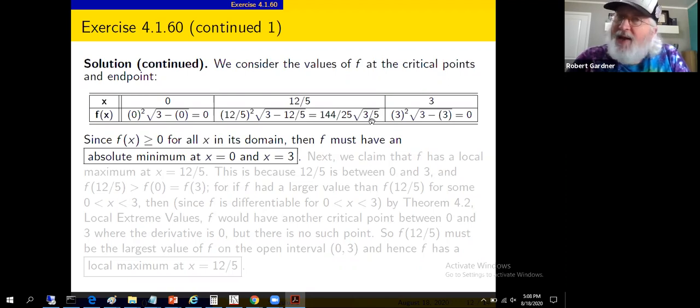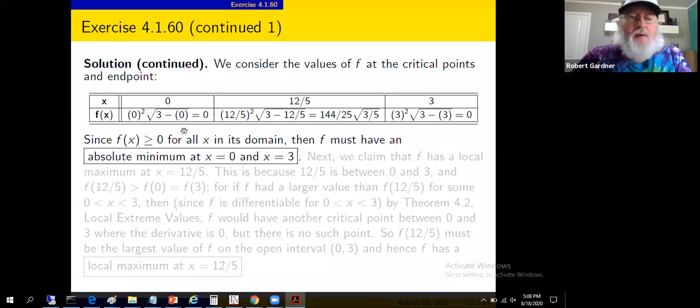But I can't make a claim about an absolute maximum because I don't have the extreme value theorem working for me. I don't have a closed and bounded domain. Remember, f of x is greater than or equal to 0. It was x squared times the square root of something or other. So it's never negative. Well, then 0 would have to be the minimum. So since I know the function is non-negative, at x equals 0 and x equals 3, we're getting this absolute minimum of 0 out of the function. So we have an absolute minimum at x equals 0 and at x equals 3, and that minimum is 0. Probably should have added that.